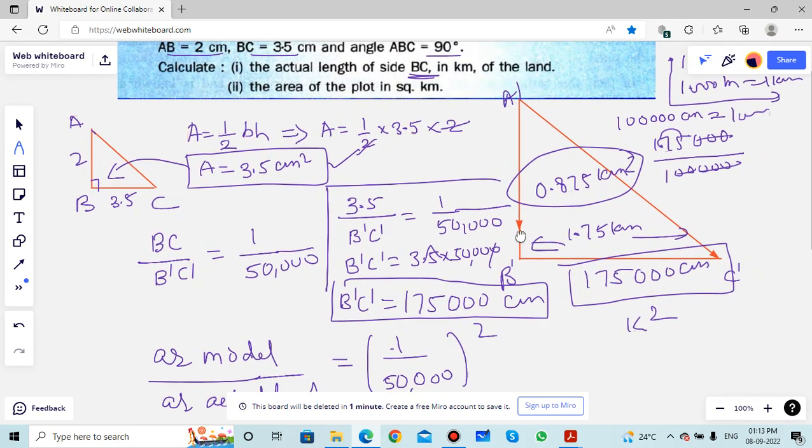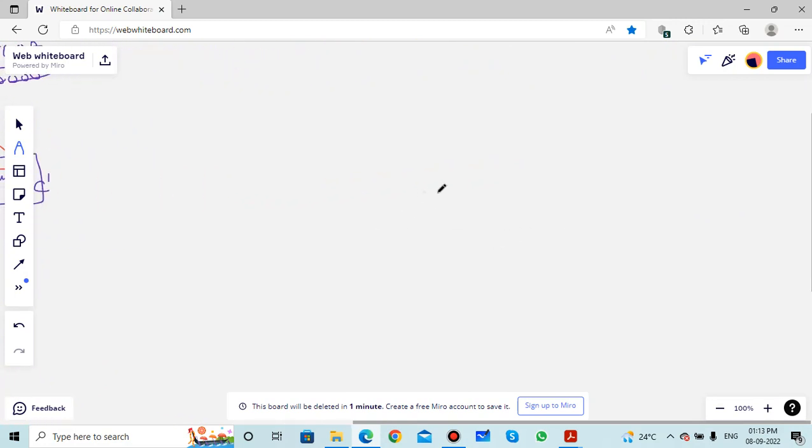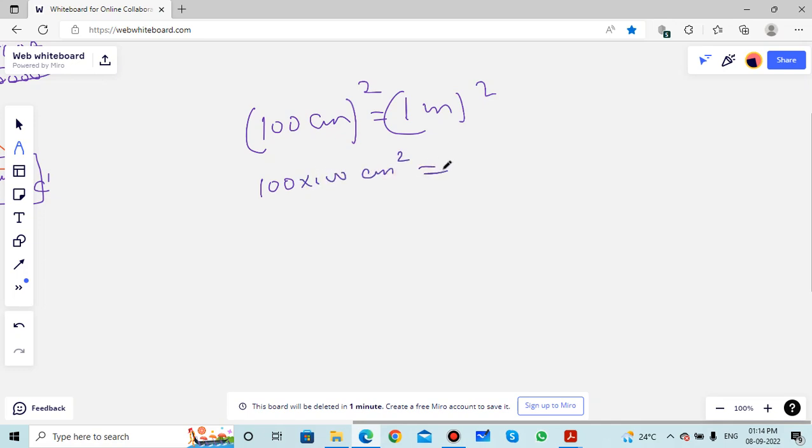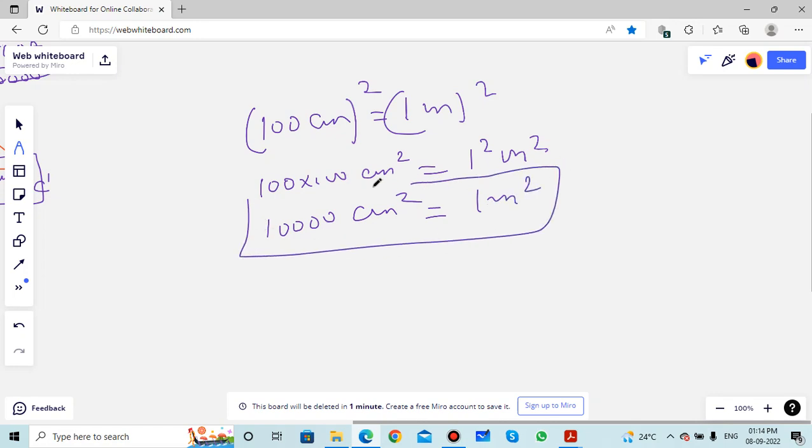Once again, I'm trying to tell you here. Important one. 100 centimeter is equal to 1 meter. But this is the length here. I want to make area. So area is always square, so square both sides. 100 square means 100 into 100, and centimeter square is equal to 1 meter square, which is 4 zeros. 10,000 centimeter square is equal to 1 meter square. So this is the scale which you will use to convert centimeter square into meter square.